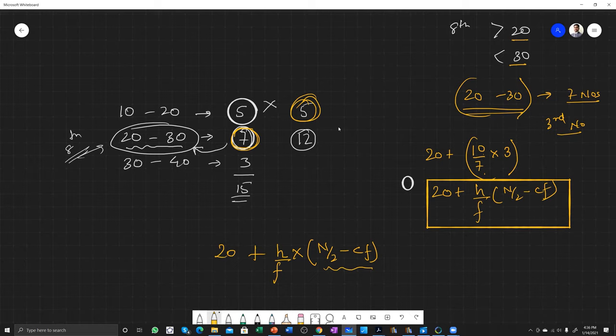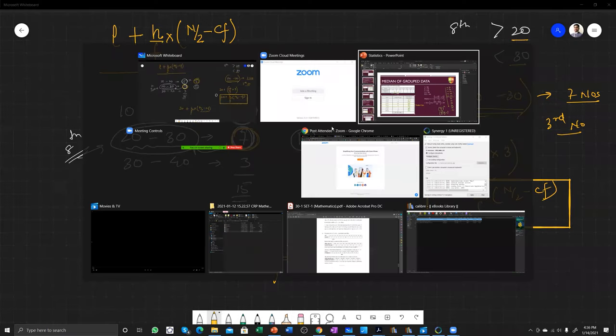I have divided the entire class interval into assumed values, and then I took the third assumed value from there, which was required in this case. Understood? Clear? Any doubt? So never forget the median formula: the lower value of the median class plus h, the class size, divided by the frequency of the median class, into N by 2 minus the cumulative frequency of the previous class. This is the explanation of this formula.